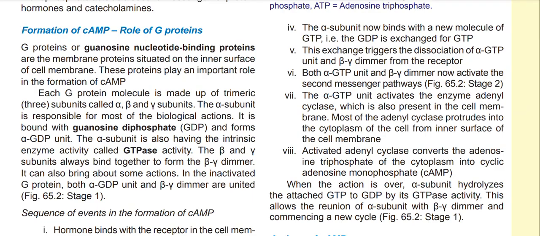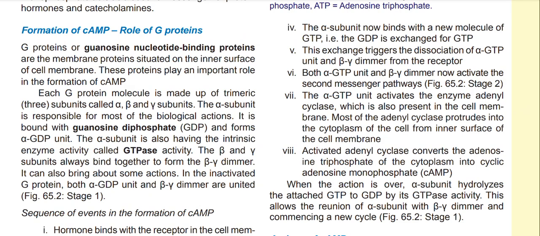The G protein is made up of what? There are three subunits present in the G protein: one is alpha, one is beta and one is gamma. The alpha subunit is responsible for most of the biological action. It is bound with guanosine diphosphate or GDP and forms the alpha GDP unit. And the alpha subunit also has the intrinsic enzyme activity called GTPase activity.